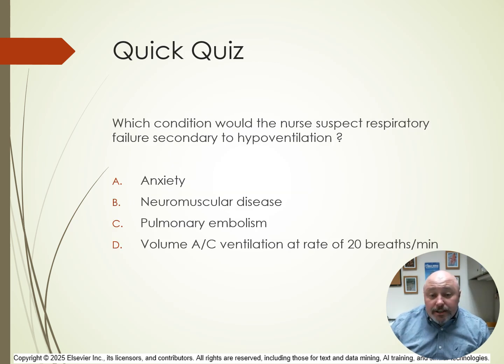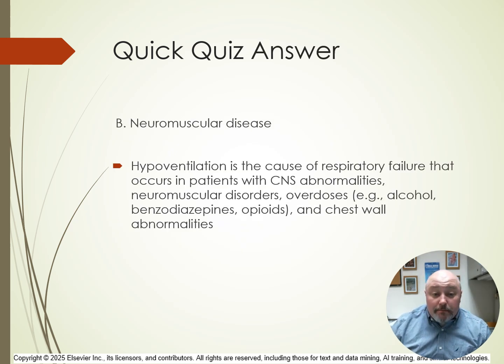Quick quiz. Which condition would the nurse suspect respiratory failure secondary to hypoventilation? Would that be A, anxiety, B, a neuromuscular disease, C, pulmonary embolism, or D, a ventilation at a rate of 20 breaths per minute? And that answer is going to be B, a neuromuscular disease.